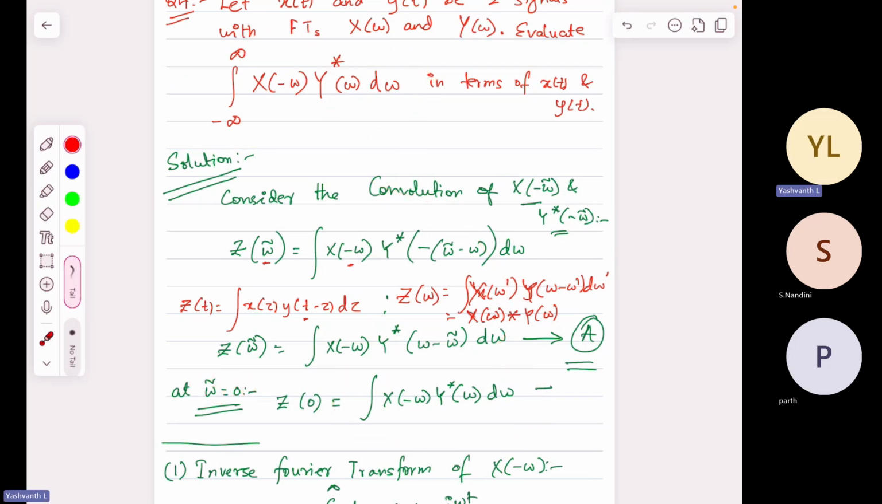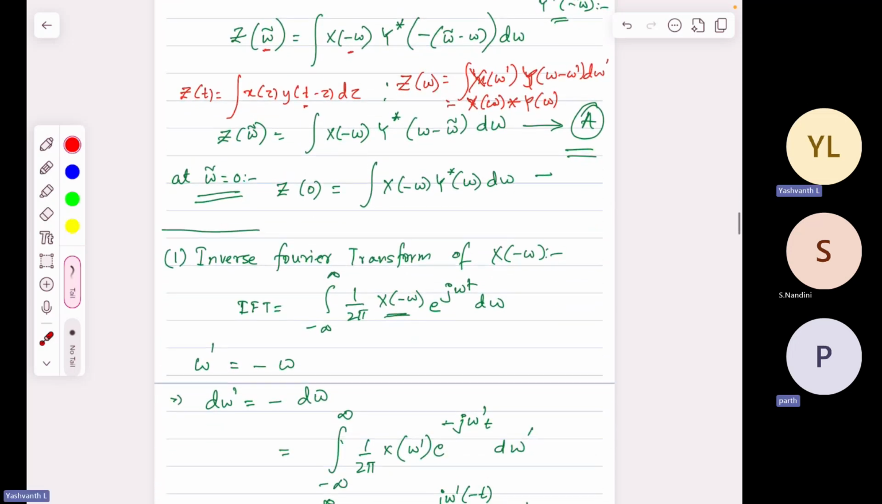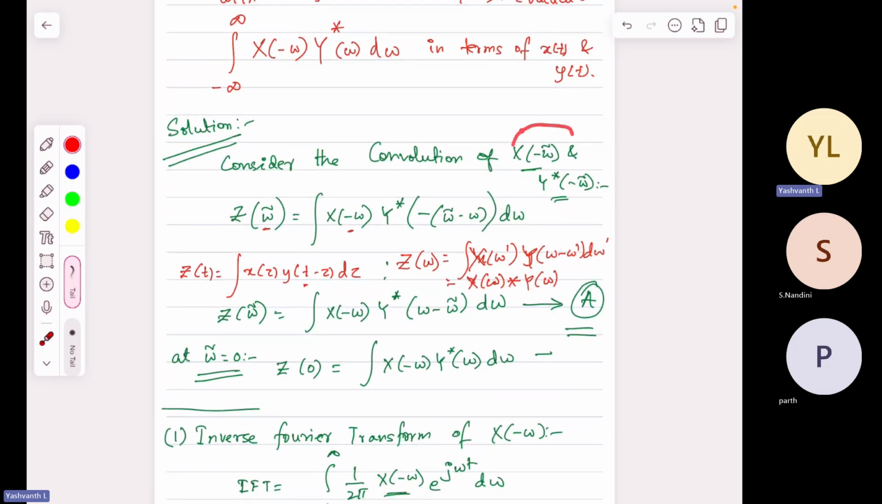So what does it say? It only says one thing: you convolve X of minus omega tilde and Y conjugate of minus omega tilde, and the convolved result I need to evaluate at 0. That is my actual answer. So instead of convolving them in the frequency domain, I take the inverse Fourier transform and then multiply them. That's what I'm doing.